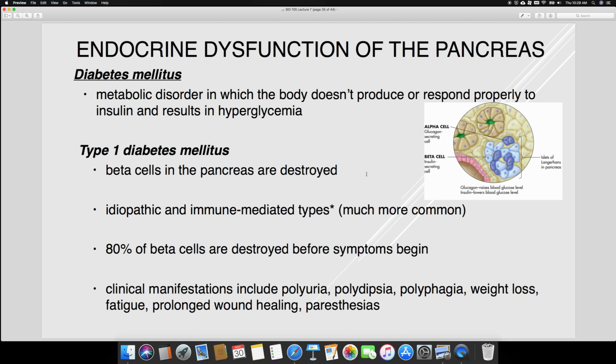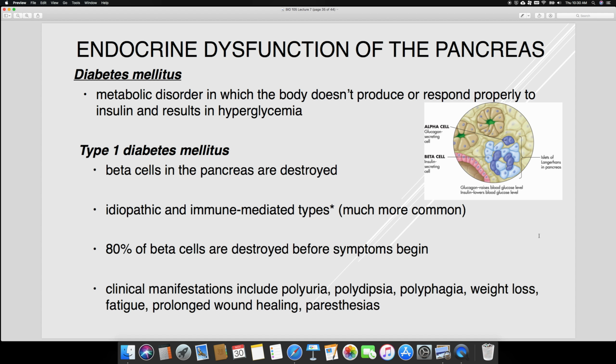So there are idiopathic and immune-mediated types. There are a couple other causes, but most causes of type 1 diabetes are due to autoimmune destruction of these portions in the pancreas. So 80% of beta cells are destroyed before symptoms begin, so that's interesting. So clinical manifestations, the 3 Ps: polyuria, polydipsia, polyphagia. You also see weight loss, you'll see fatigue, prolonged wound healing, paresthesias, and of course all of the acute and chronic manifestations that we'll talk about in a little bit.